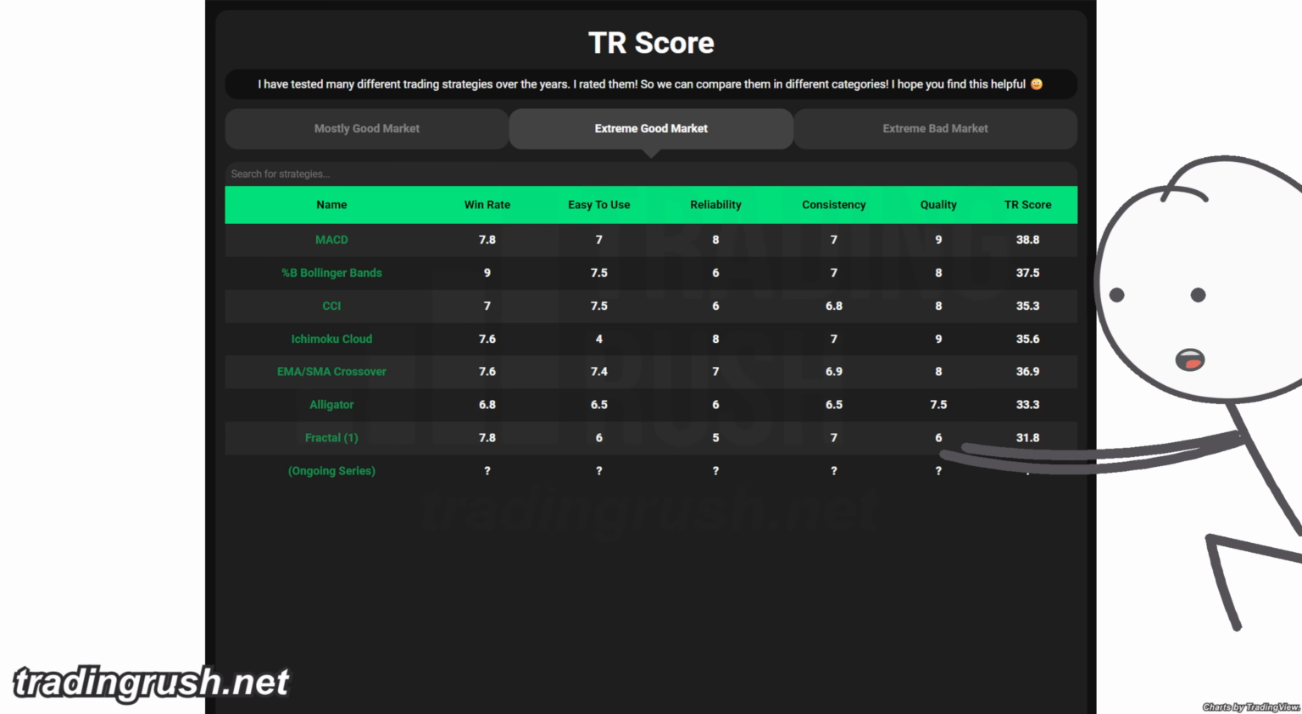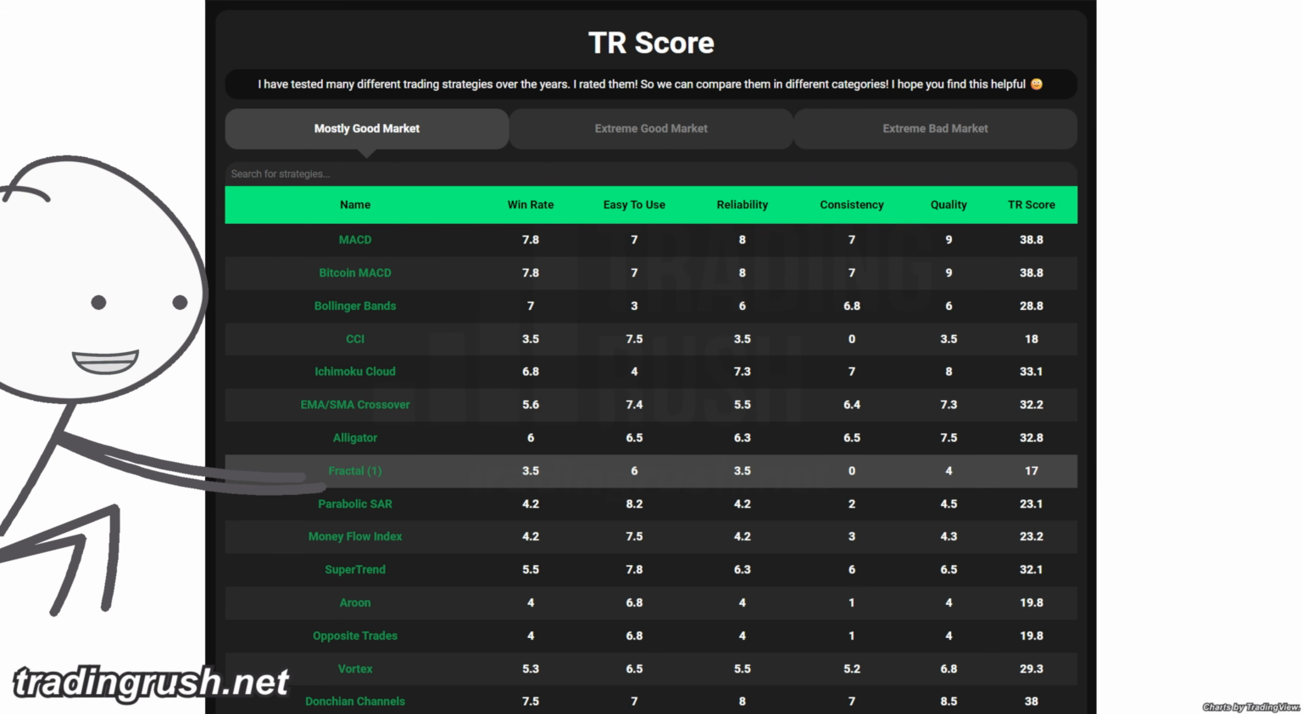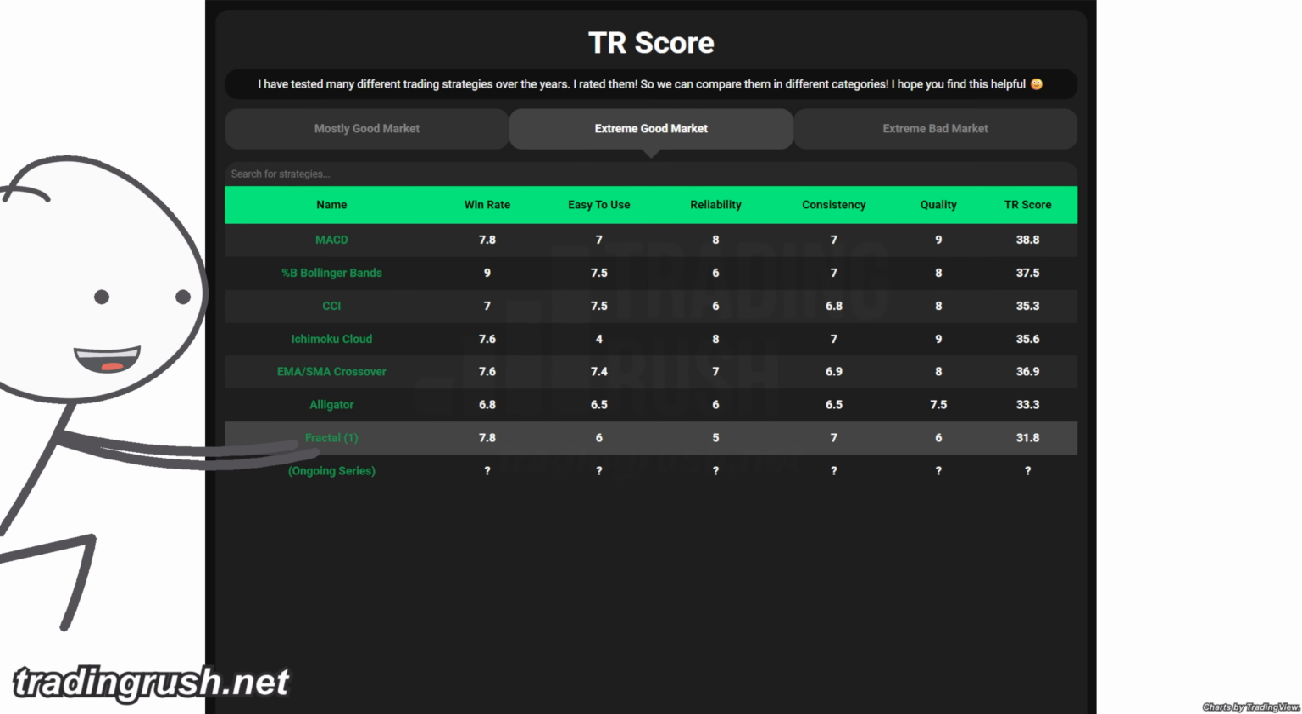This fractal indicator only got a high win rate because it spammed trades when the price movement was good. You can say this indicator got lucky and doesn't have the skills to maintain that high win rate if the market conditions get slightly bad. I mean, in the mostly good market, this fractal strategy didn't even make money. So we can confidently say that in the extremely good market, this strategy most likely got lucky and doesn't have actual features that give you a higher quality setup.